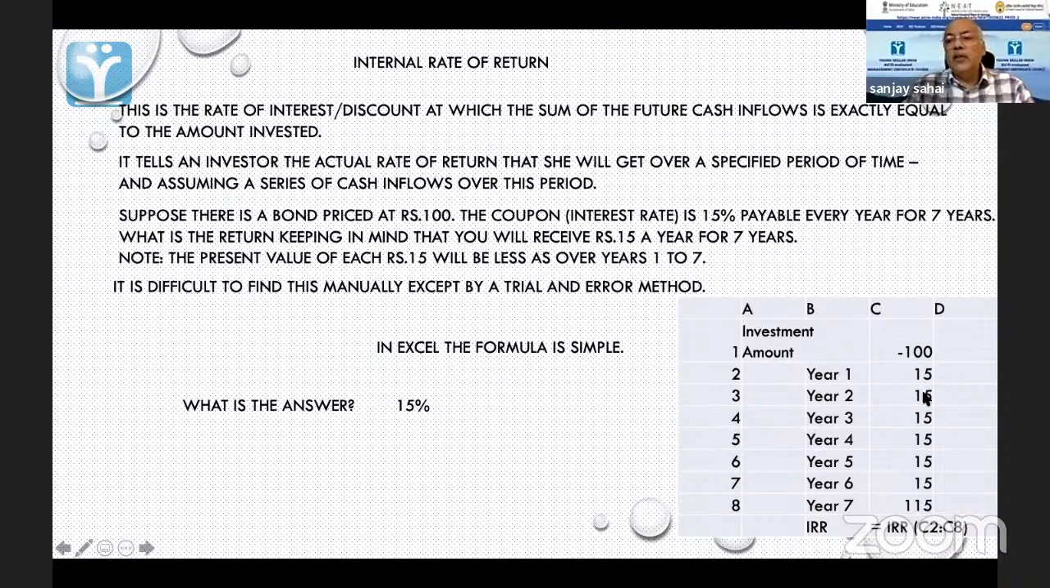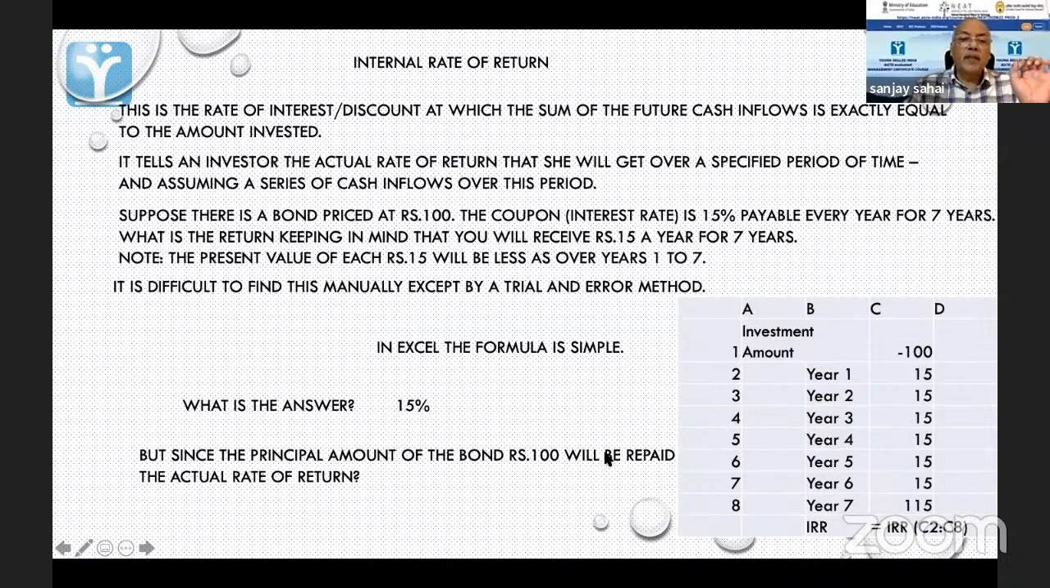So in this particular case, you have received this 15 into 7, 105 rupees, and you've received the 100 rupees back at the end. You've received a total of 205 rupees. What is the rate of interest? What is the internal rate of return? It is exactly 15%. So this is the thing which you need to remember.